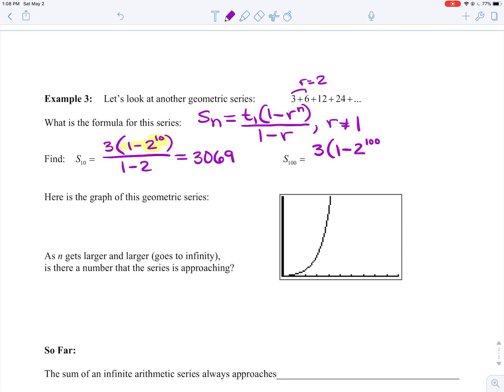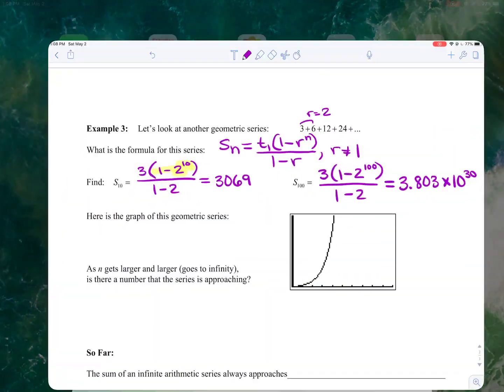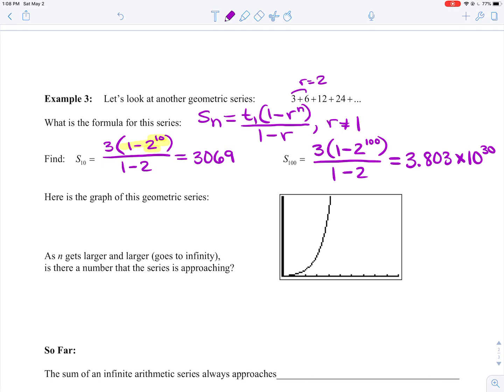The sum of the first 100 terms, again, same formula, 3 times 1 minus r, where r is still 2, but now the n is 100, all over 1 minus 2. And if we do this one, we get 3.803 times 10 to the 30th. So, in other words, a really, really big number. 10 to the 30th, if we remember scientific notation, means to move the decimal to the right 30 times. So a really, really big number.